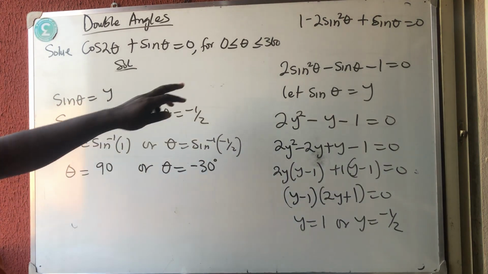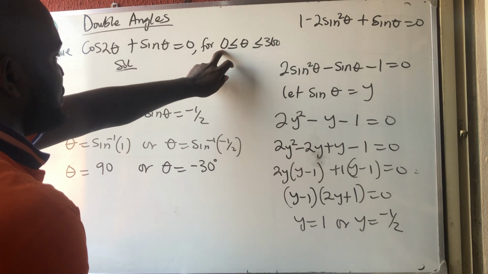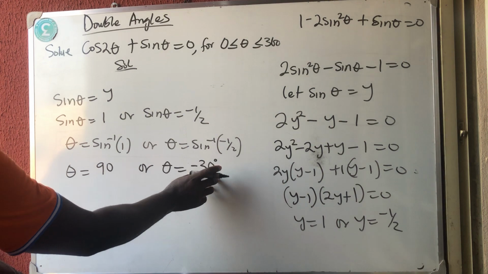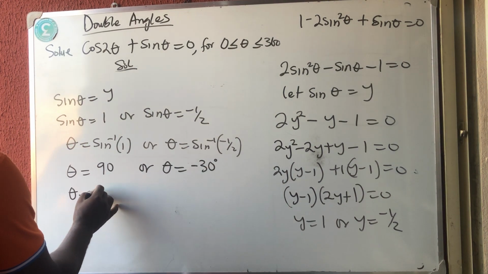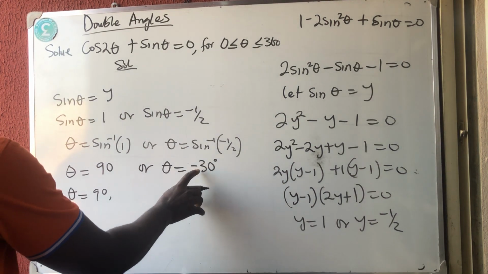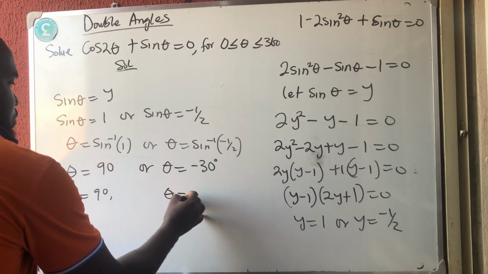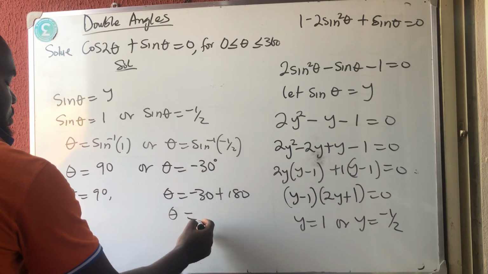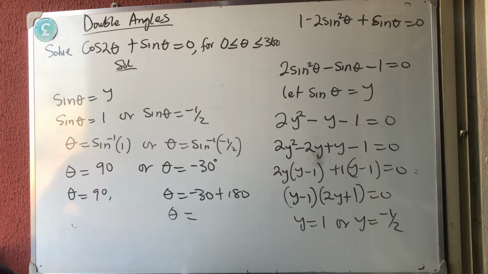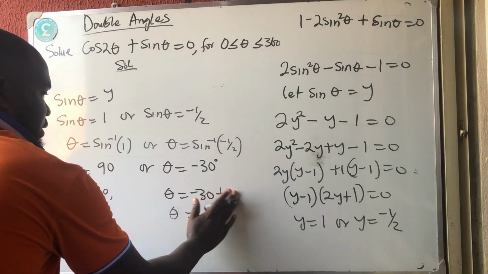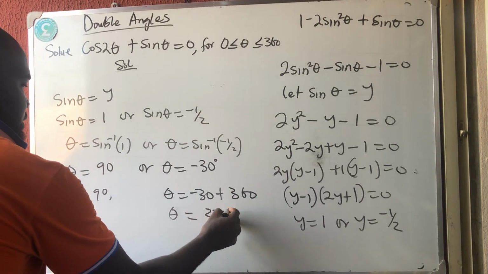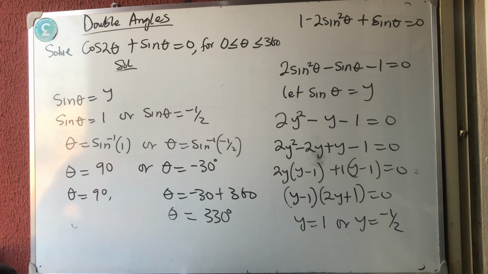But they say that theta is greater than or equal to 0 but less than or equal to 360. So minus 30 will not be among the answers, but theta is equal to 90 is among. Then how do you convert this one? Theta is equal to minus 30 plus 360, sorry, you add 360, not 180. So what do you have? 330 degrees.